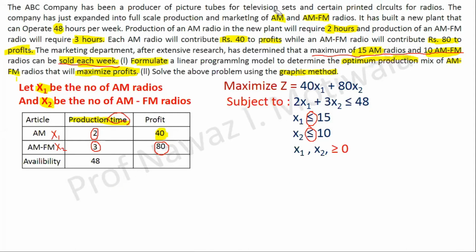As we have already formulated the problem and it was asked that we also solve it by the graphical method, let us proceed with it by taking one equation at a time. So I am taking the first equation as 2x1 plus 3x2 less than or equal to 48.